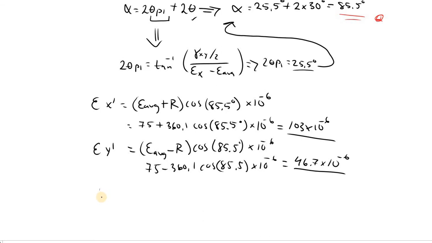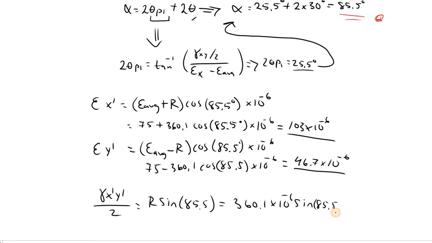And our maximum in-plane shear strain and our transformed strain is simply just our R sine the transformation angle, the complete angle, which is just 360.1 times 10 to the negative 6 sine 85.5 degrees, which is 358.99 times 10 to the negative 6.